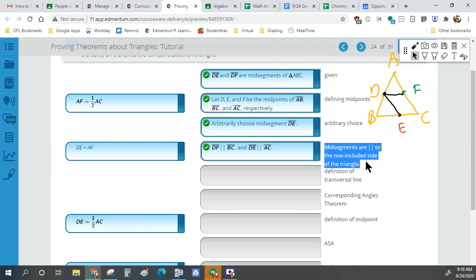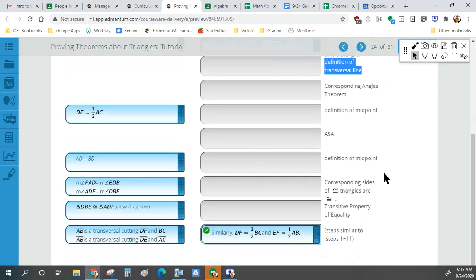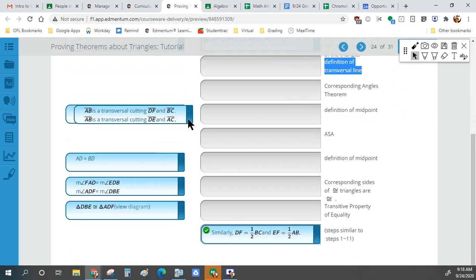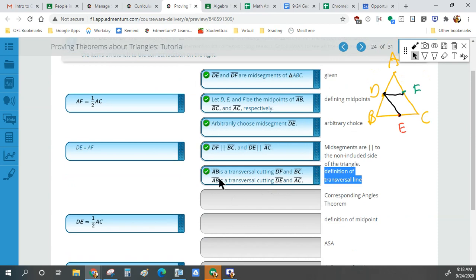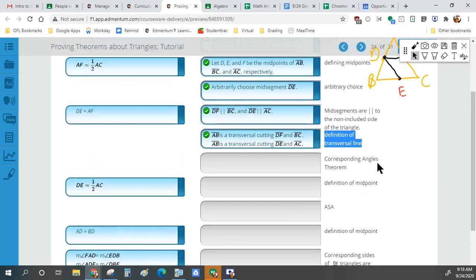Segments are parallel to the non-included side of the triangle. Definition, oh, they forgot to capitalize it. So we're going to create a transversal line. So we're just going to create a line that cuts it in half. We're going to create some kind of transversal line. So I'm going to do this. We're creating a transversal. So they're going to say AB cuts DF. And this cut, it's just saying that they cut it. I don't know why this one's necessary. I wish I had a better answer for you.